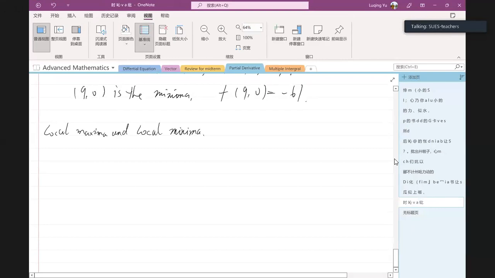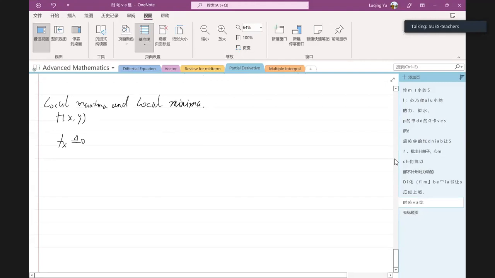So what we did is we used the first order condition. When we have f(x,y), we set up the first order condition: we take the first order partial derivative with respect to x and set it equal to 0, and then we set the partial derivative with respect to y equal to 0. Then we find the critical points. So this is step 1: find the critical points.